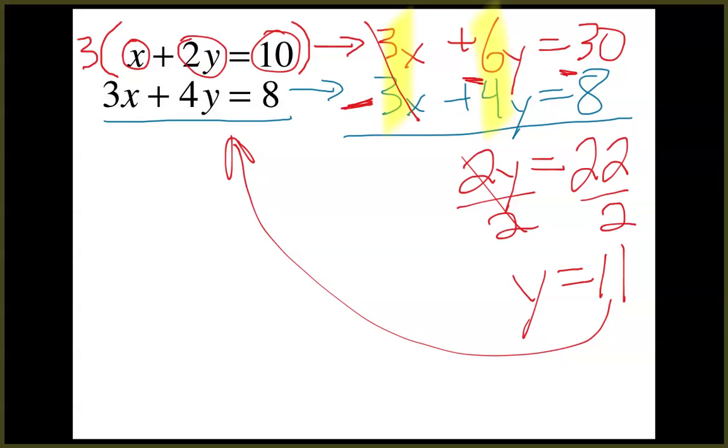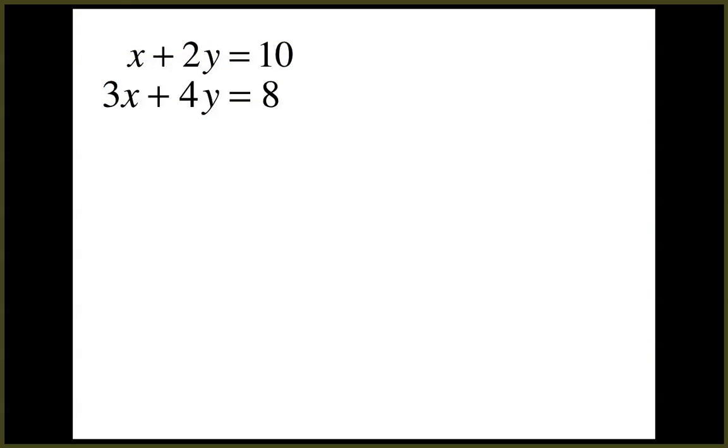Okay? So sometimes to use the elimination method, you've got to take a whole equation and multiply the whole thing by something in order to make a match so that we have an elimination. Okay? Now, instead of making the x's match, we could have made the y's match. In that case, we wouldn't have multiplied this whole equation by 3. We would have multiplied this whole equation by 2.